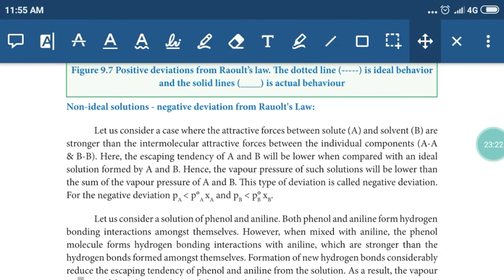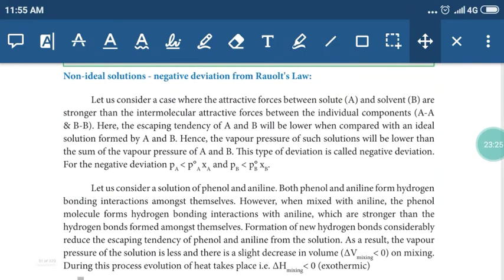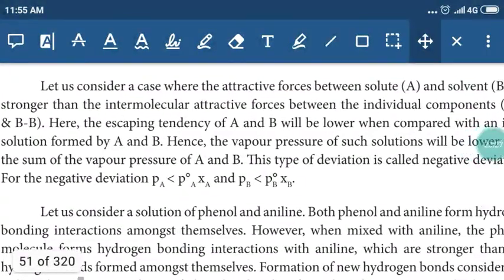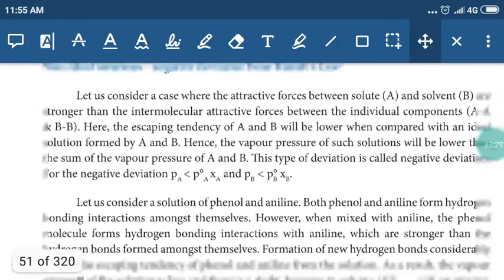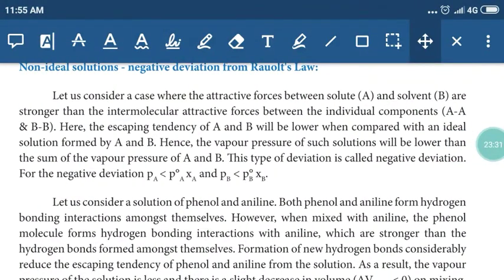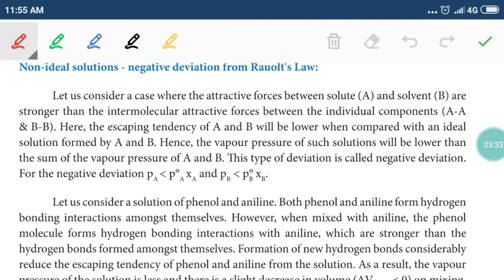Next, negative deviation. Consider solute molecules. Between the solute there will be interaction, between the solvent molecules there will be interaction, and between solute and the solvent there will be interaction. If the interaction between solute and the solvent is more, then the vapor pressure will be reduced.